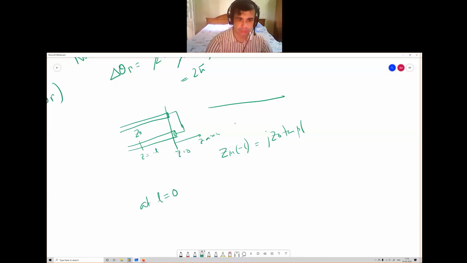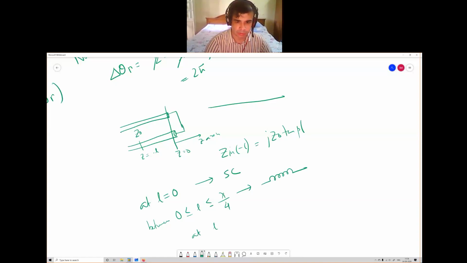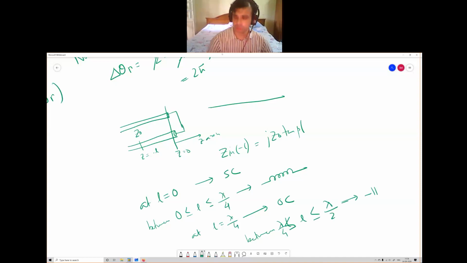There was a short circuit, and between 0 and lambda by 4 it was inductive because Z in was positive. At lambda by 4 that was an open circuit. We had seen that, and between lambda by 4 and lambda by 2 it was a capacitive load. Remember we had seen this in the first class, so in the previous classes.